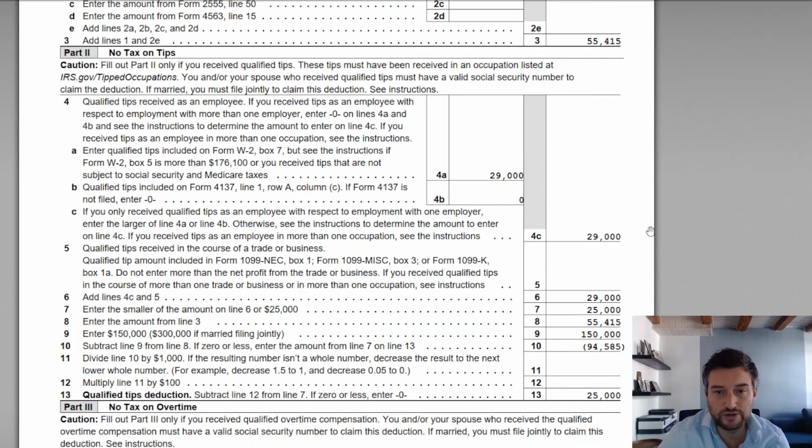So now if we have a look at part 2, the no tax on tips section. So line 4, we report the qualified tips received as an employee, right? So it provides more color here on if you have multiple employers. But in most cases, you're just looking at 4A, where we have the qualified tip income that was reported in box 7. But be mindful, if your Social Security income is tapped out, you might have to see the instructions and do some additional worksheets. But in our case, he's well below the Social Security threshold. So we're just looking at box 7 here.